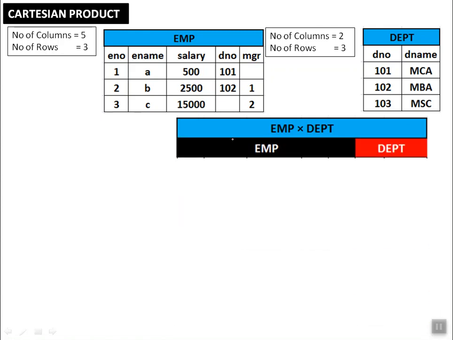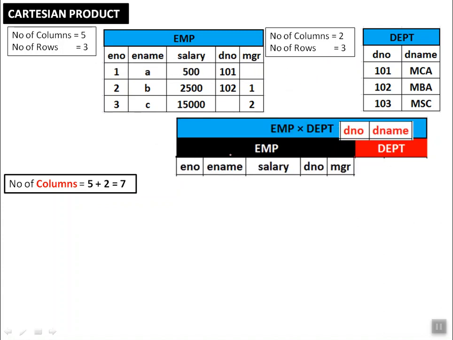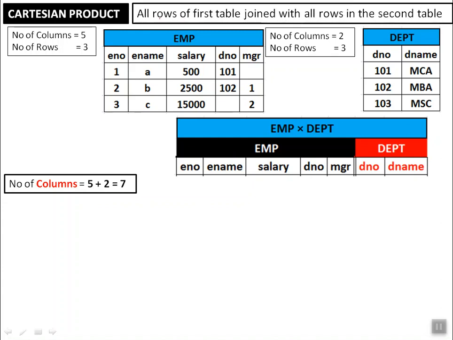As the Cartesian product contains 2 tables, let's denote EMP with black and department with red. It consists of all columns, 5 columns of employee and 2 columns of department. Now, how about rows? What is the theory perspective? All rows of the first table will join with all rows of the second table. That means every row will join with these 3 rows of this table. Now, what is the end result? How many rows will come? Anyhow, columns are 7, that's pretty clear. How about rows? Look at this.